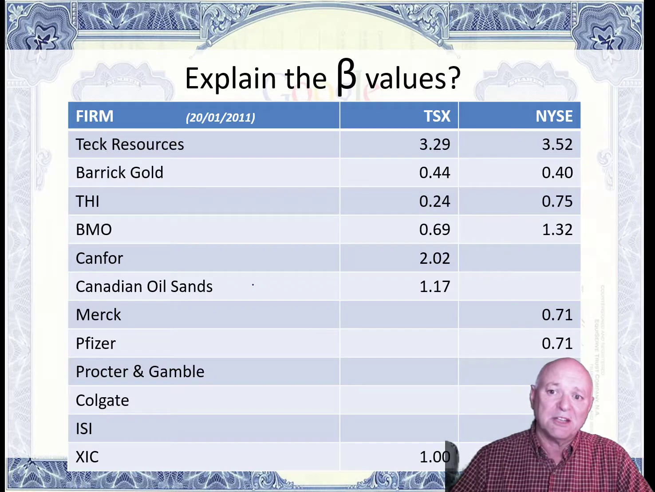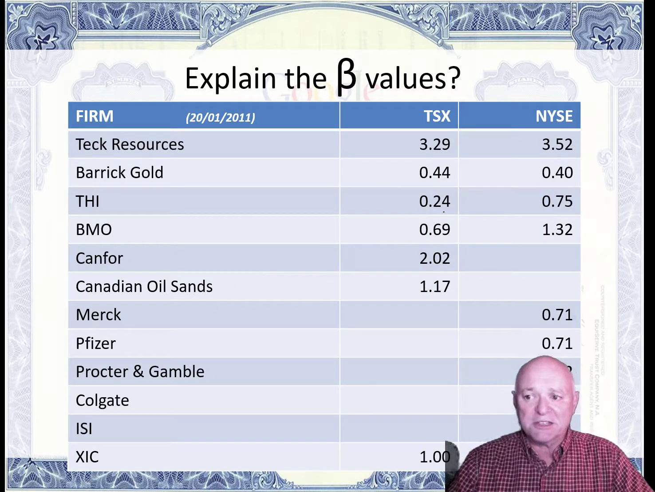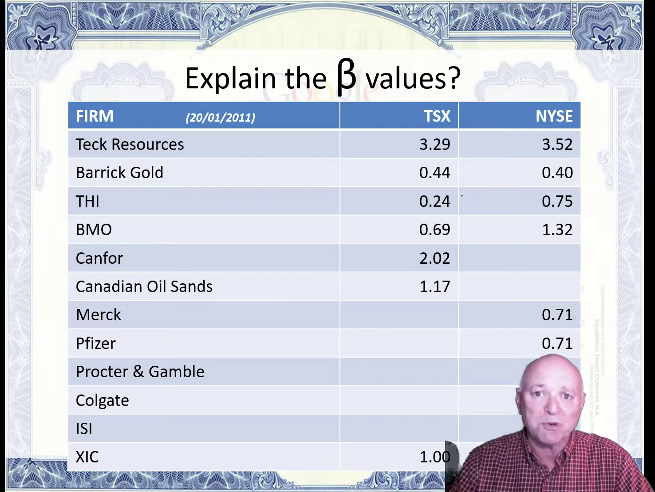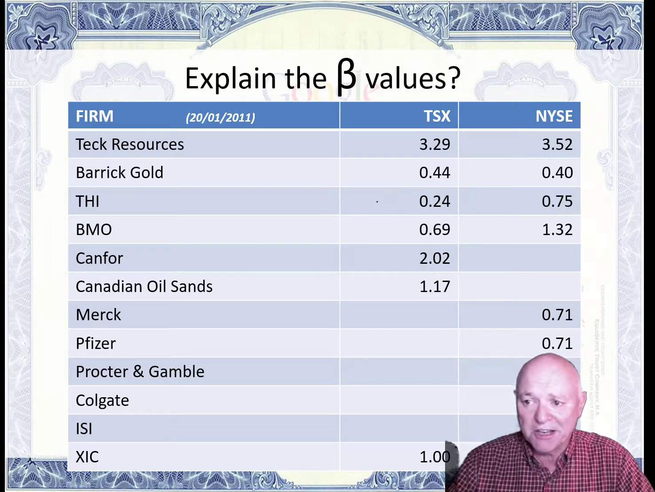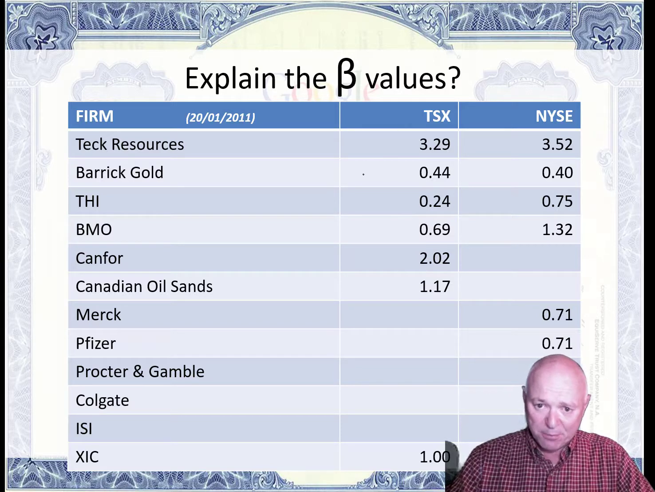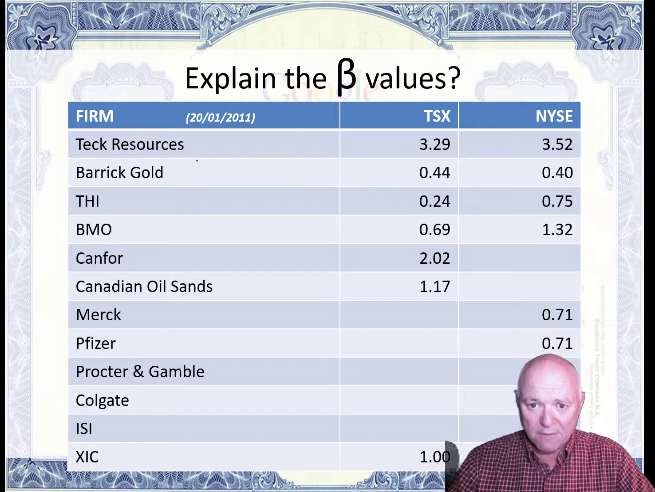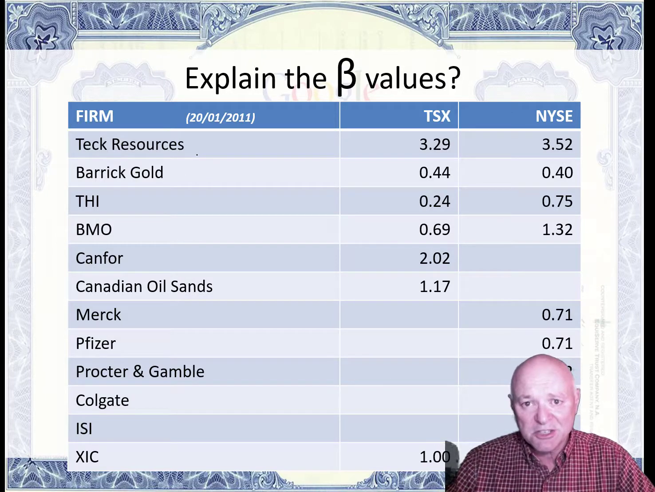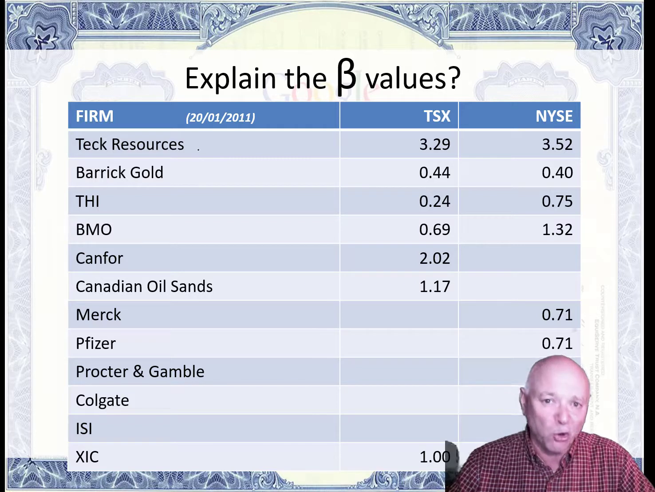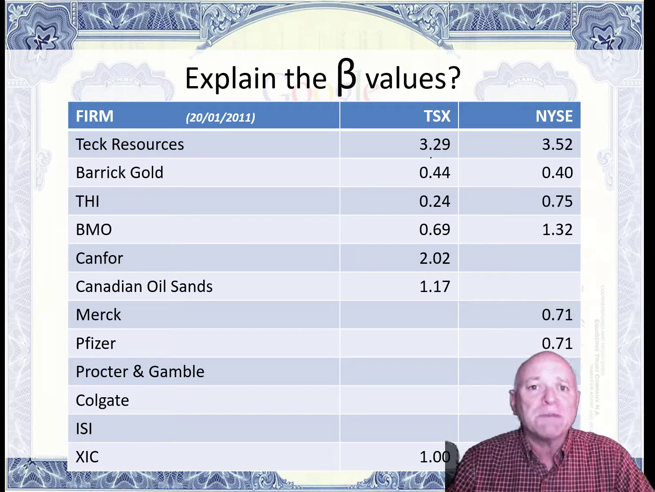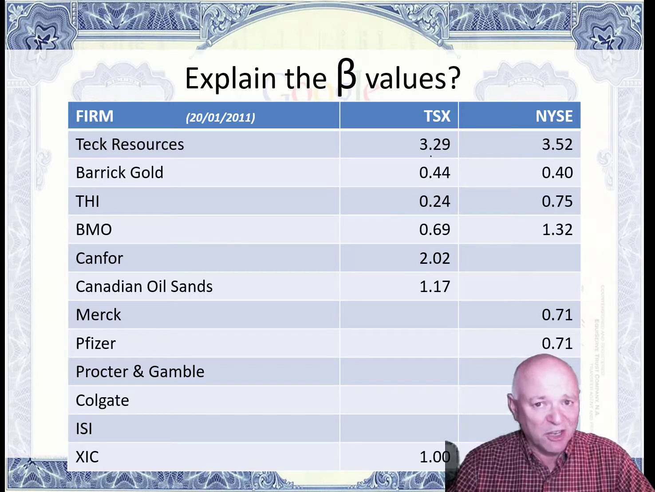You can see some other interesting examples of betas that I drew from a newspaper on one particular day, from one source on one day. In the Toronto Stock Exchange, you can see we have companies like Teck Resources, which is the Teck Cominco copper, silver, nickel, coal mining business that we have in BC. And they've got a beta of about 3.29. And that's definitely on the high side.